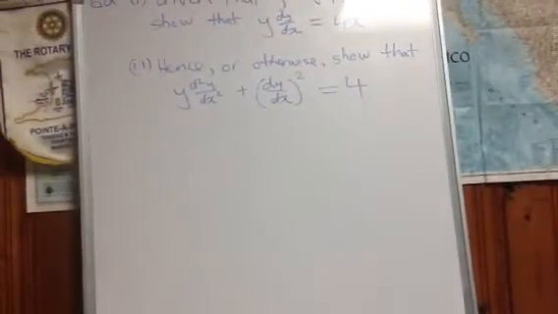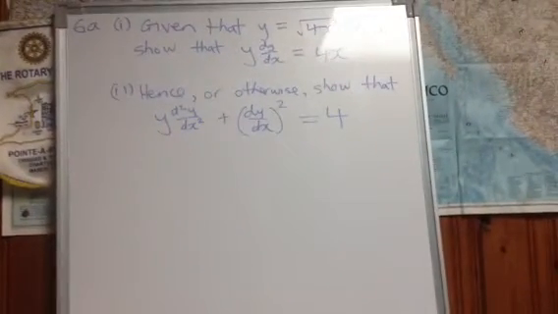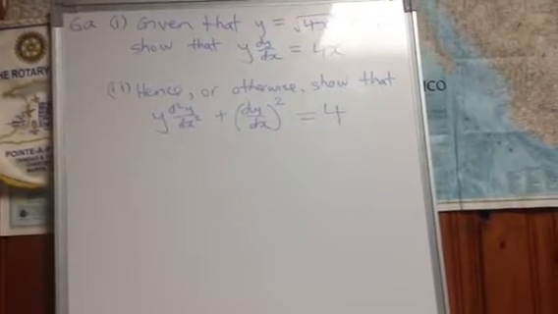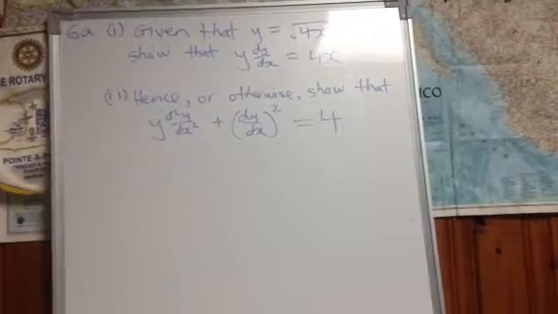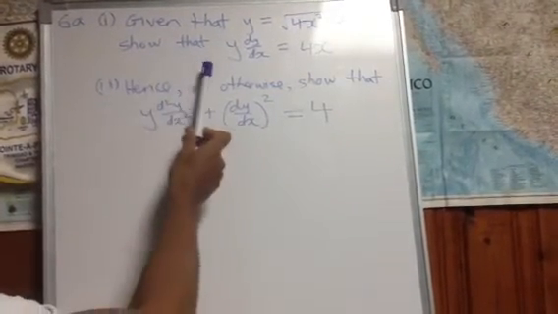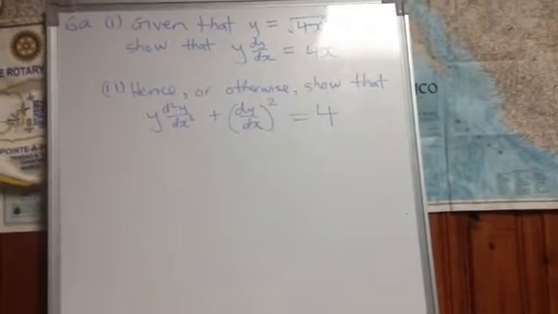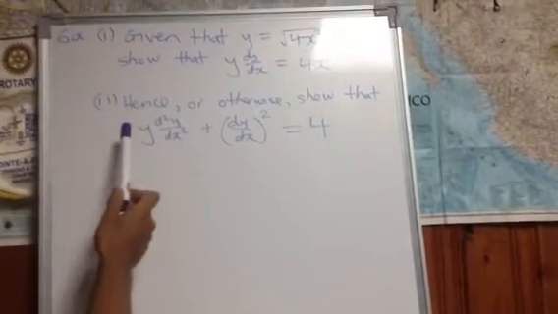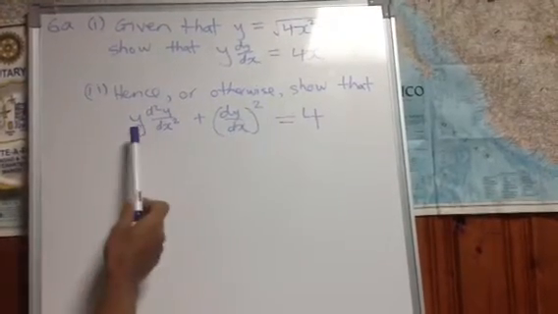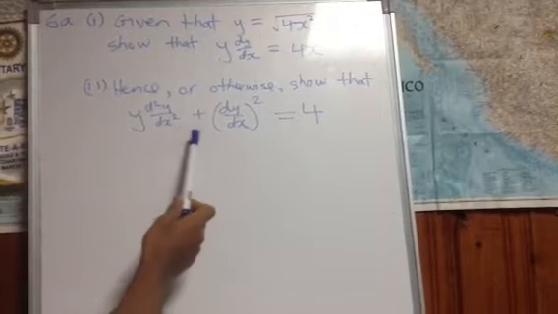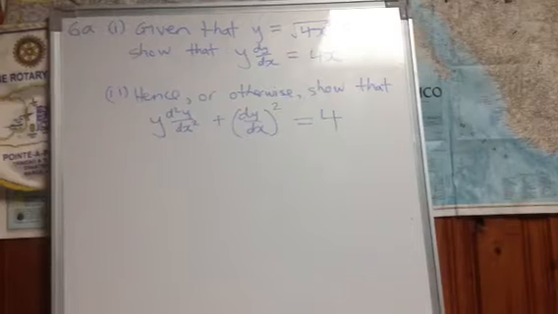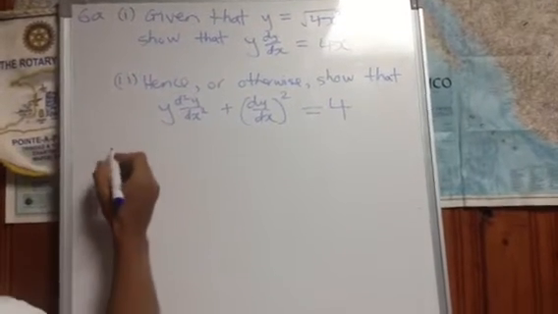This differentiation question is taken from a CAPE past paper, May-June 2012, paper 2, number 6A. Part 1. Given that y is equal to the root of 4x squared minus 7, show that y dy/dx is equal to 4x. And part 2. Hence, using the part before, or otherwise, show that y d2y/dx2 plus (dy/dx) all squared is equal to 4.